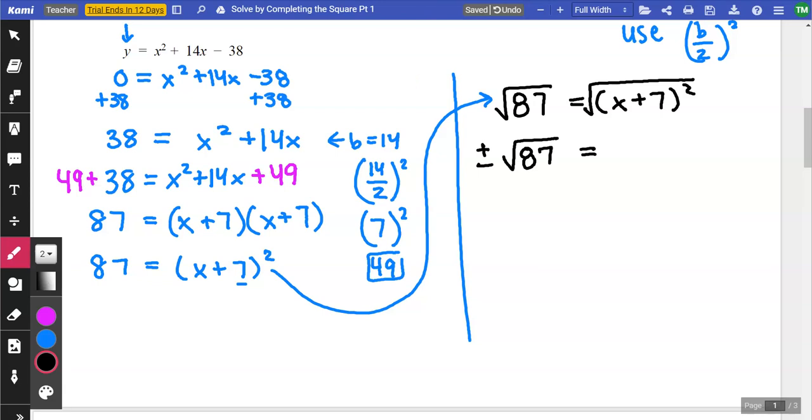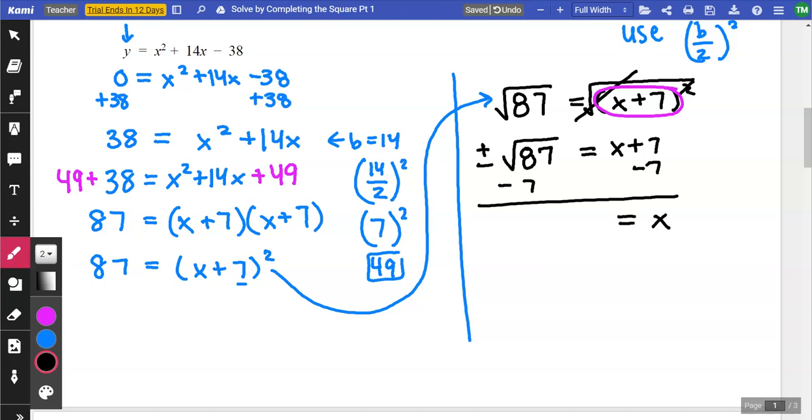equals, then the square root of the square cancels, and you're left with x plus 7. So you're left with what's under the radical, x plus 7. So now I need to get this x by itself, so I'm going to subtract the 7 from both sides, and I'm going to be left with x equals.